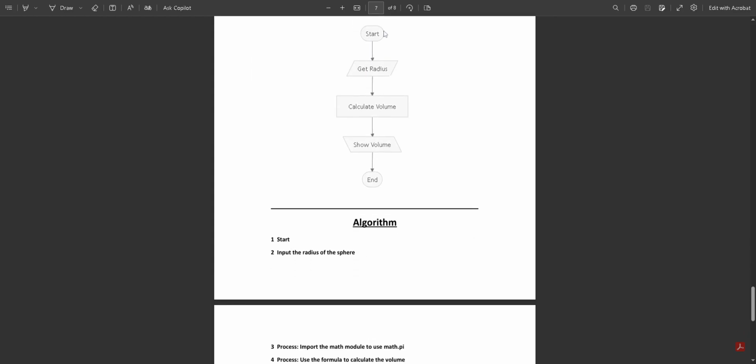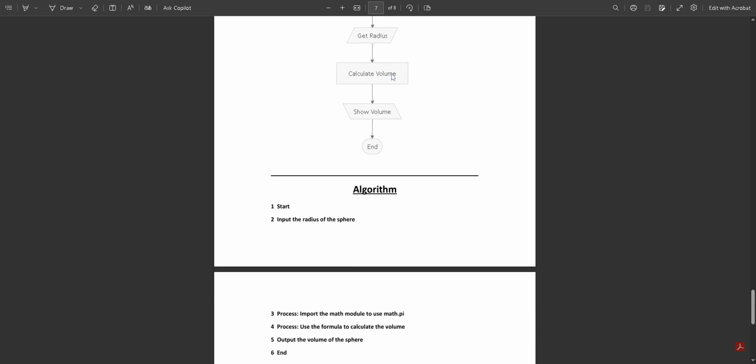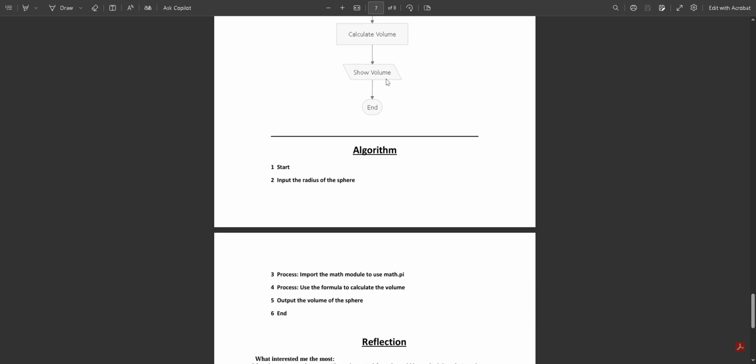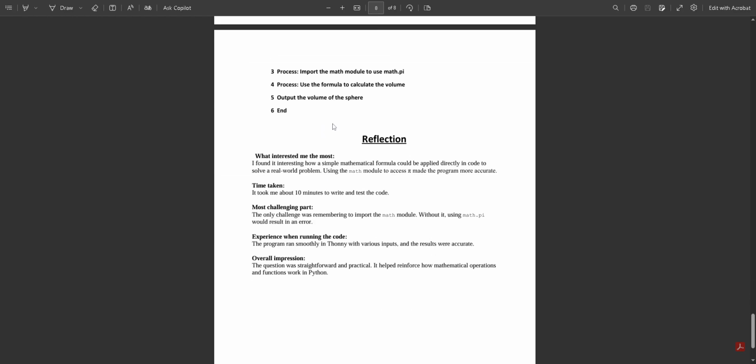So this is the flowchart. I start the program, get the radius from the user, then calculate the volume, then print it. The algorithm is the same as the flowchart. I found it interesting how a simple mathematical formula could be applied directly in code to solve a real world problem. Using the math module to access pi made the program more accurate.